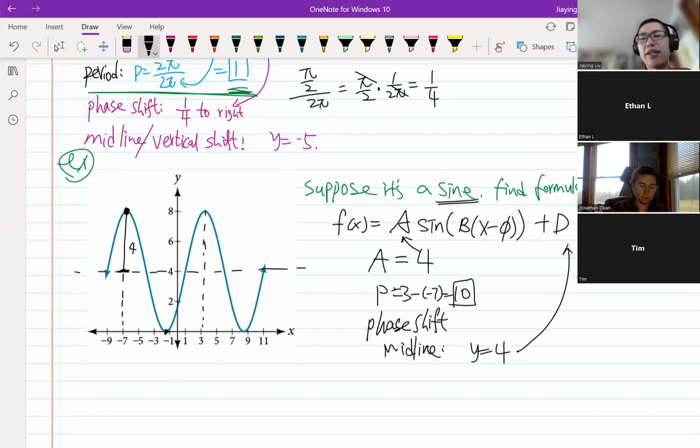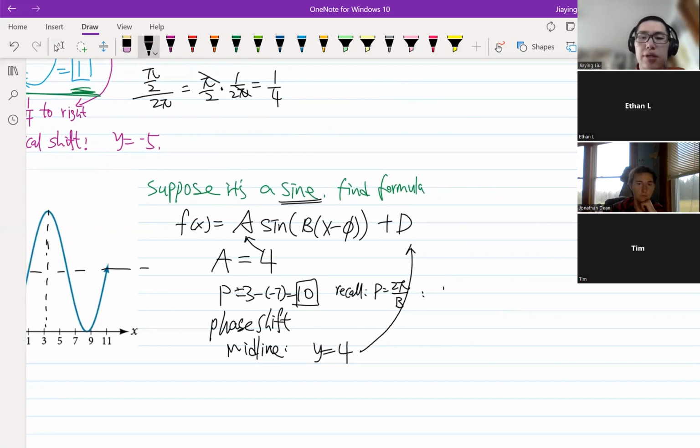But period is 10 doesn't mean the b value is 10. Remember, period equals 2 pi over b. And then we can calculate the b from there because we know the period is 10. So 10 equals 2 pi over b. And then switch the b and the 10. So b equals 2 pi over 10, which is pi over 5. So that's the b value, pi over 5.